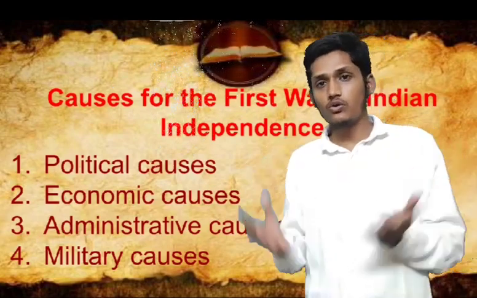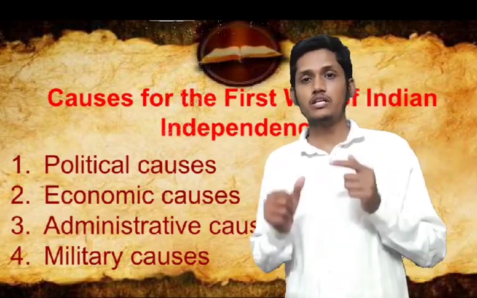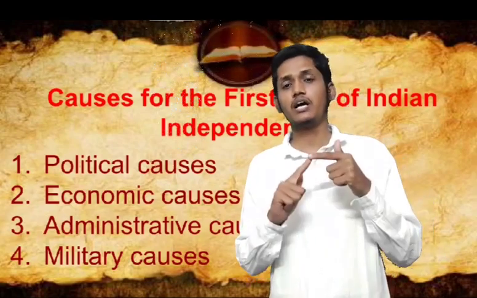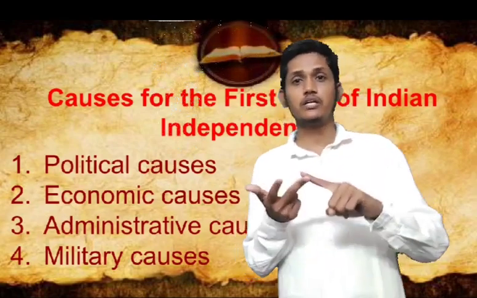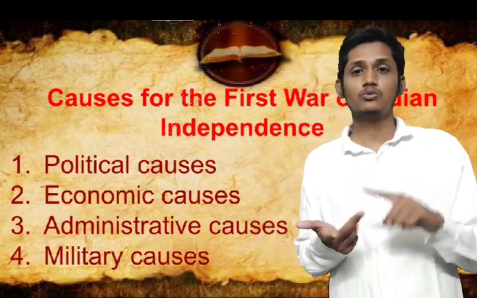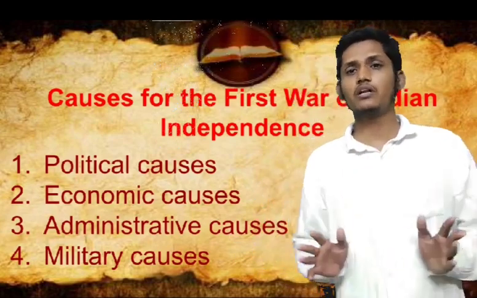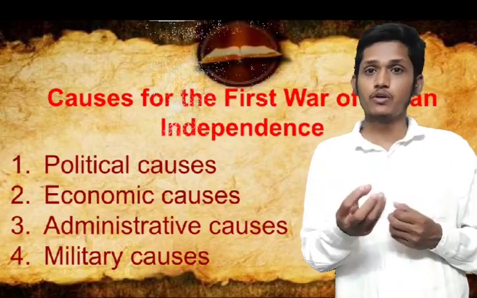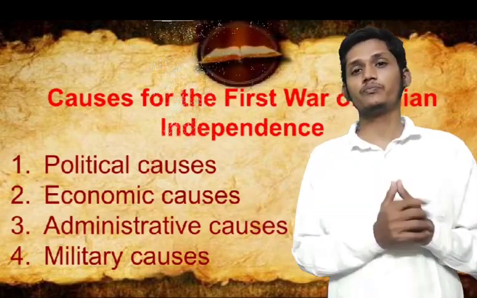If you consider all these main 4 causes, you can see that kings were unhappy with the British, farmers were unhappy, Indian merchants were unhappy, and soldiers were unhappy. Many people were unhappy with the British. That's the reason this is the first time, in 1857, that all came together and made a war.